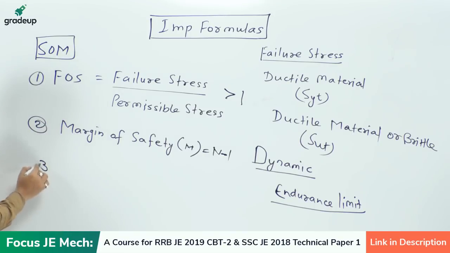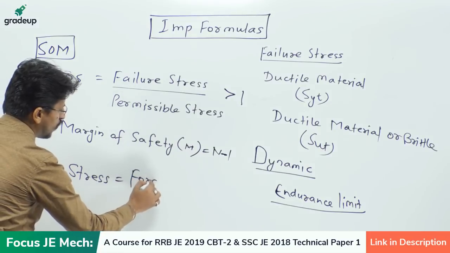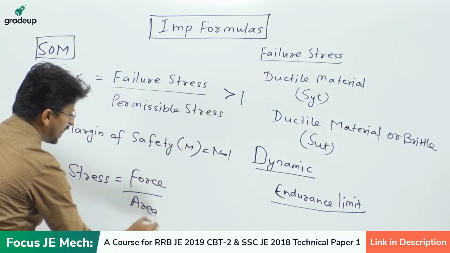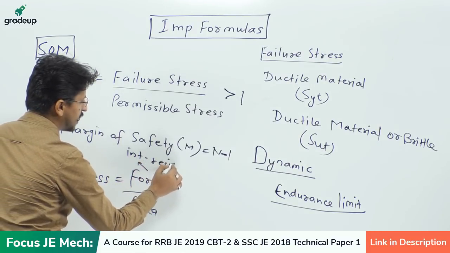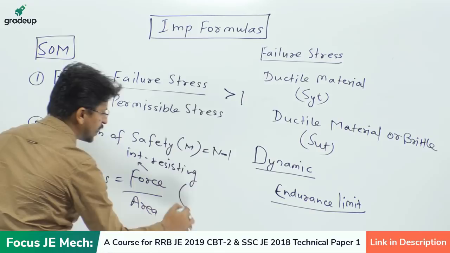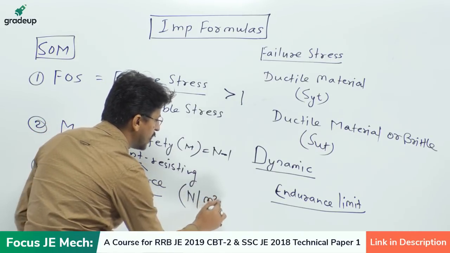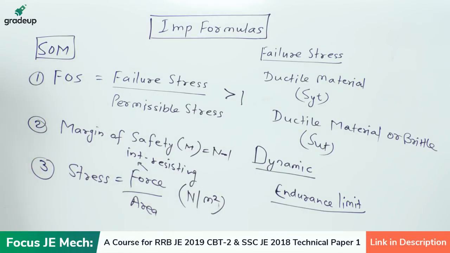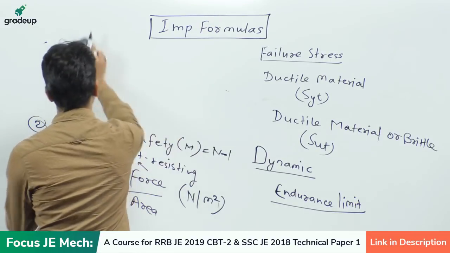Now we move on to the third formula, which is important for this, is stress. Stress is given by force upon area. Force upon area. This is the internal resisting force per unit area, having the unit of Newton per meter square or Newton per mm square. Clear? This is your stress, force per unit area, though it is an internal resisting force per unit area. Clear?